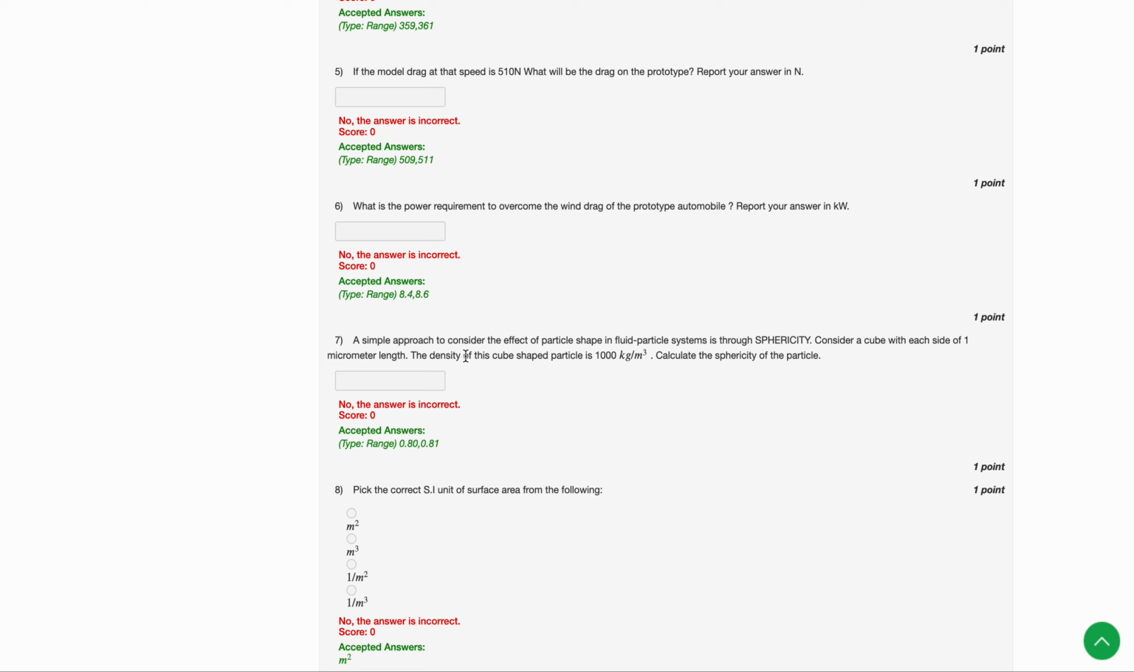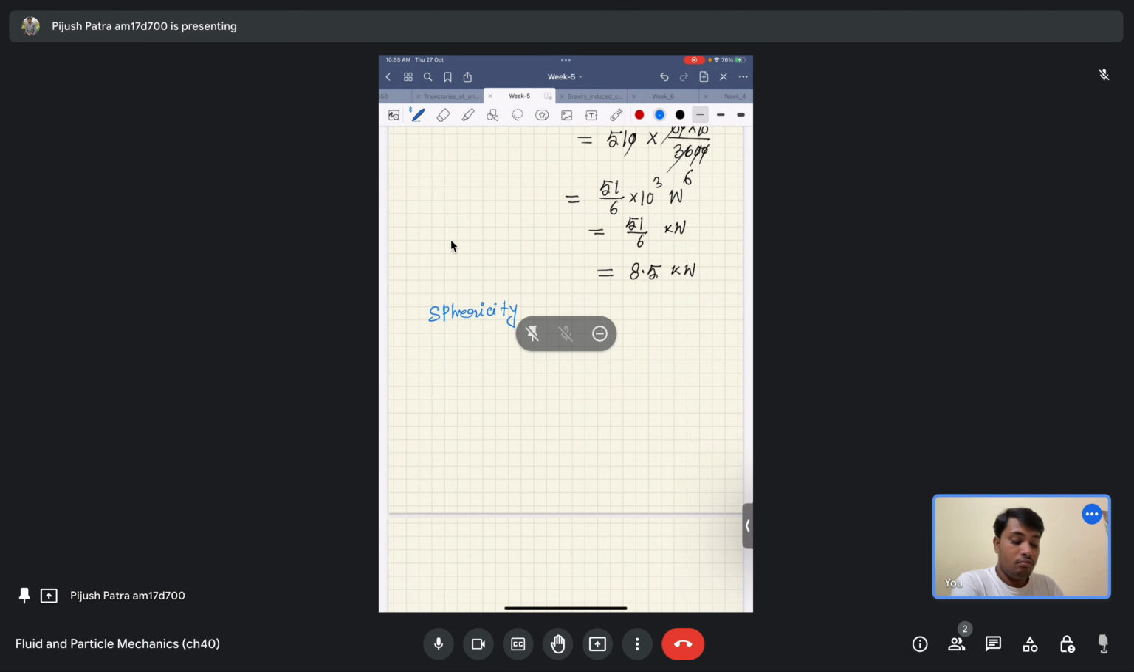So before going into the details of the problem, we have to define what is the sphericity of a particle. Sphericity of an arbitrary shaped particle is the ratio of the surface area of a sphere whose volume is the same as the actual particle, divided by the surface area of the original arbitrary shaped particle.